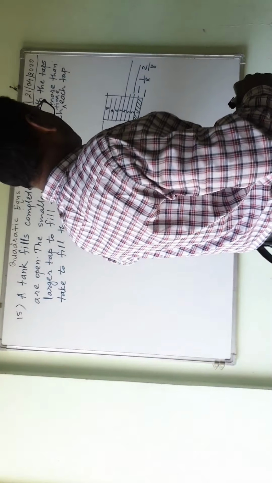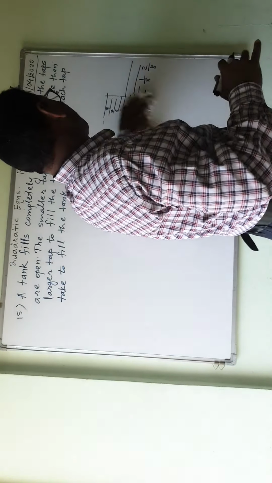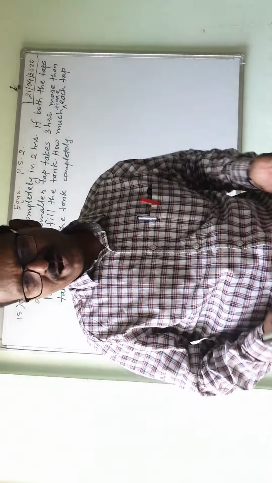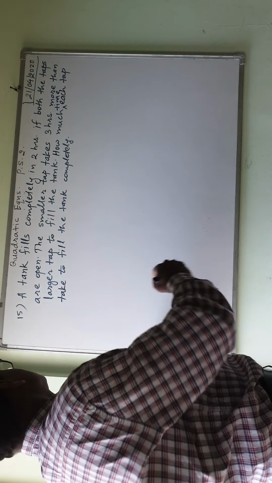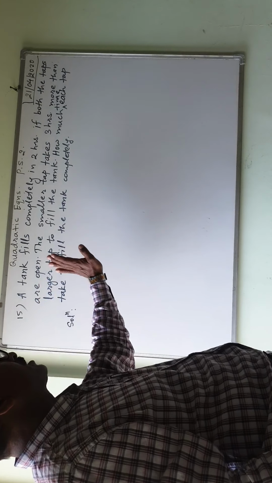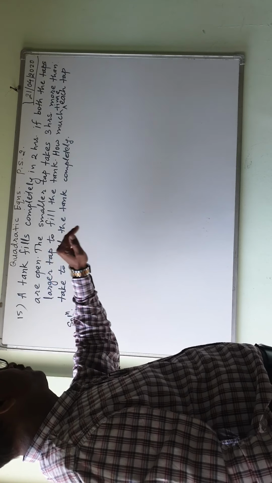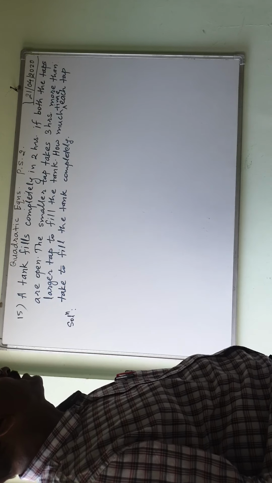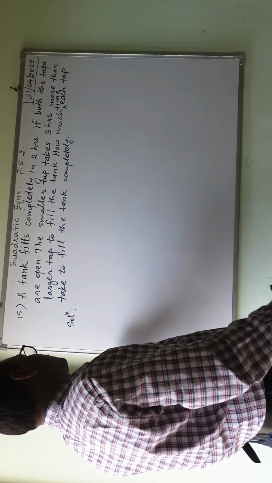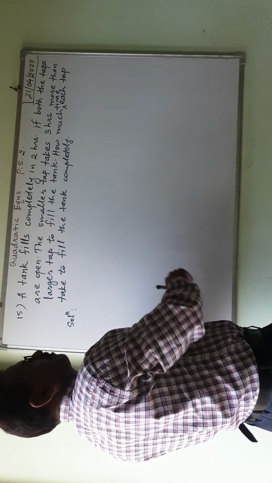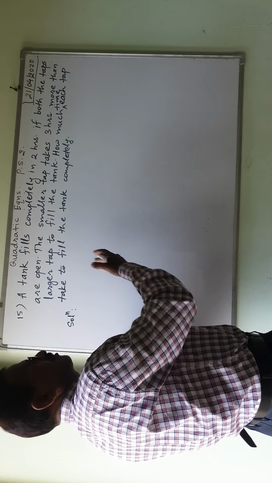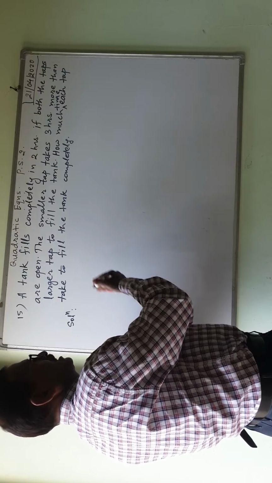So this way, these filling and work completion questions are based on conversion into 1 hour, 1 day, how much it will be. If you solve all such sums, work and filling of the tank, on a 1 day basis, 1 hour basis, then it will be possible to solve, otherwise impossible. A tank fills completely in 2 hours if both the taps are open simultaneously. The smaller tap takes 3 hours more than the larger tap.